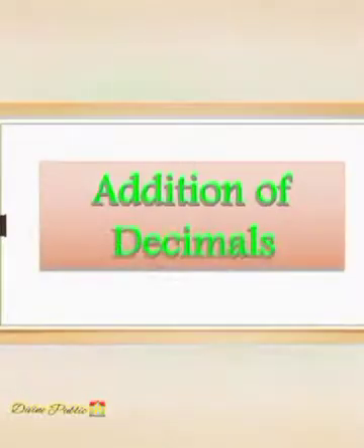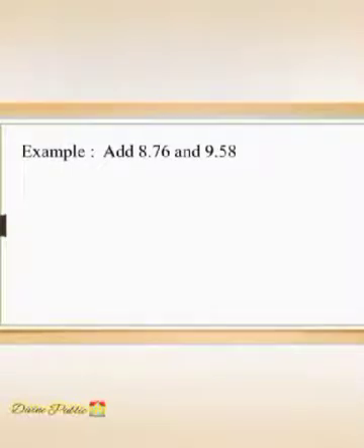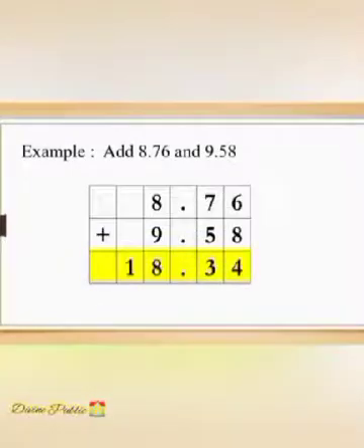Addition of decimals. Let us see the example. Add 8.76 and 9.58. Firstly, we will arrange these numbers in a column, with decimal parts together and whole numbers together. After adding the decimal parts, we will get 34 and carry forward to the whole number part. So we will get 8 plus 9 is 17 and 1 carry, that should be 18. So our answer is 18.34.